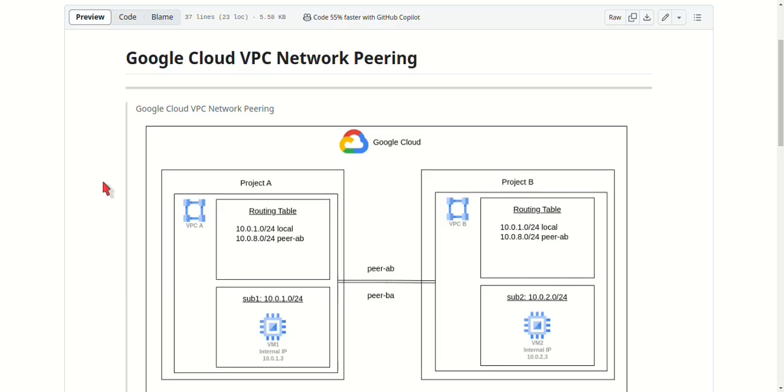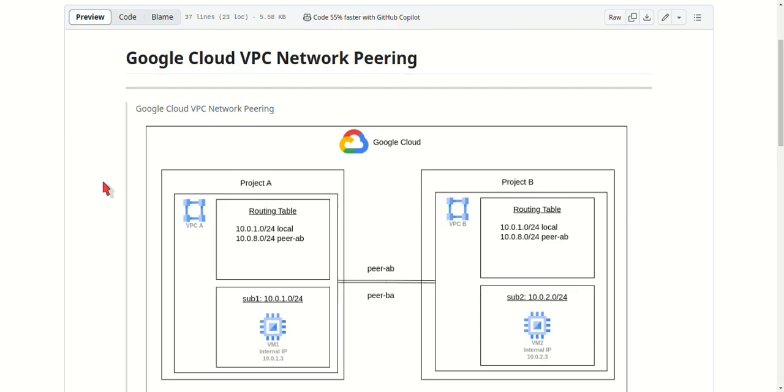So to maximize the benefit of VPC network peering, you have to follow the following best practices. First, plan your IP addressing scheme carefully. Use a hierarchical IP addressing strategy to prevent overlaps and conflicts, aligning with your organizational structure and network segmentation needs.